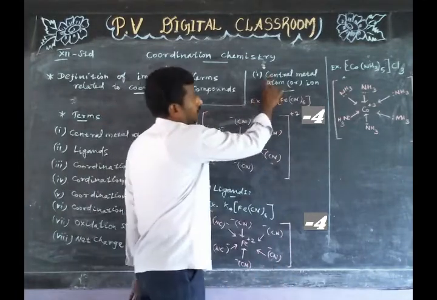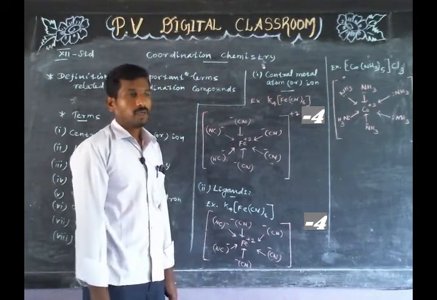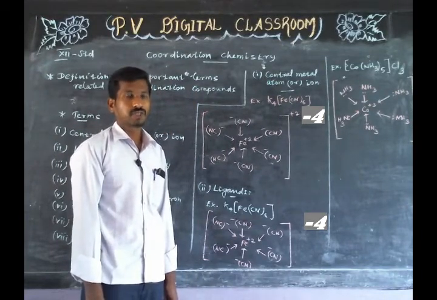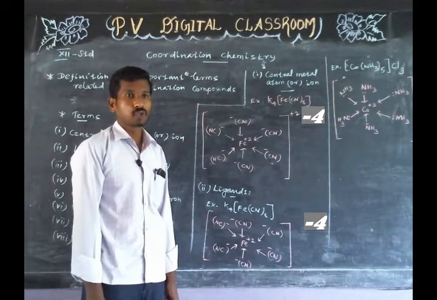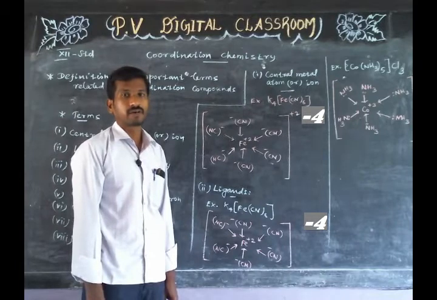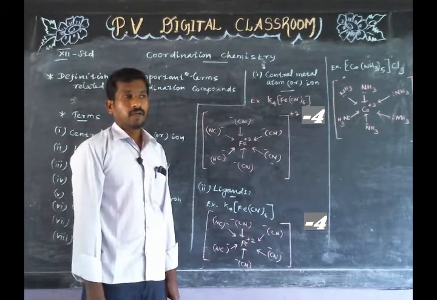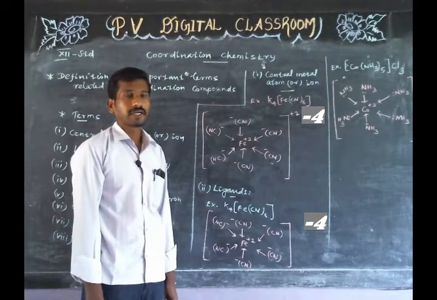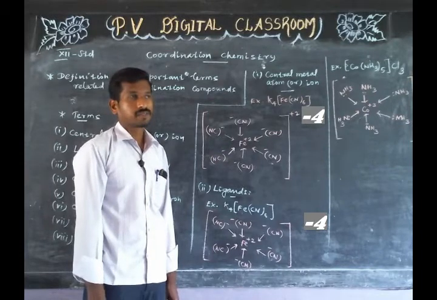First one is central metal atom or ion. In coordination compounds, an atom or ion which occupies a central position and is attached to a fixed number of ligands is called the central metal atom or ion. It accepts a pair of electrons from each ligand that is attached to it. It is also called a Lewis acid.